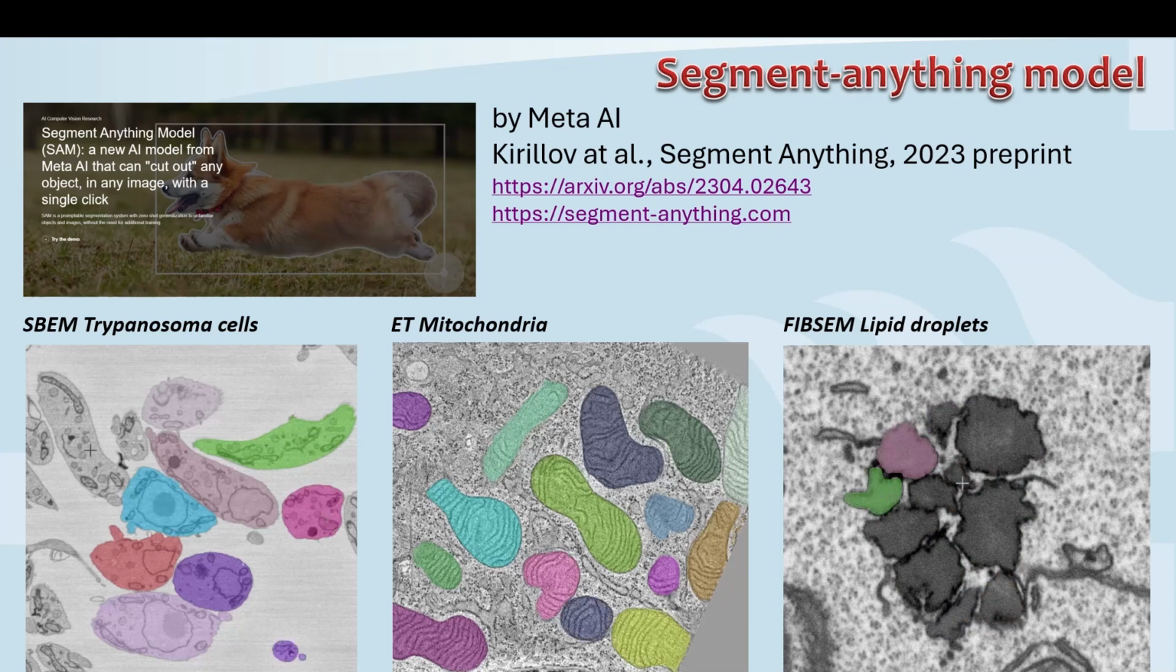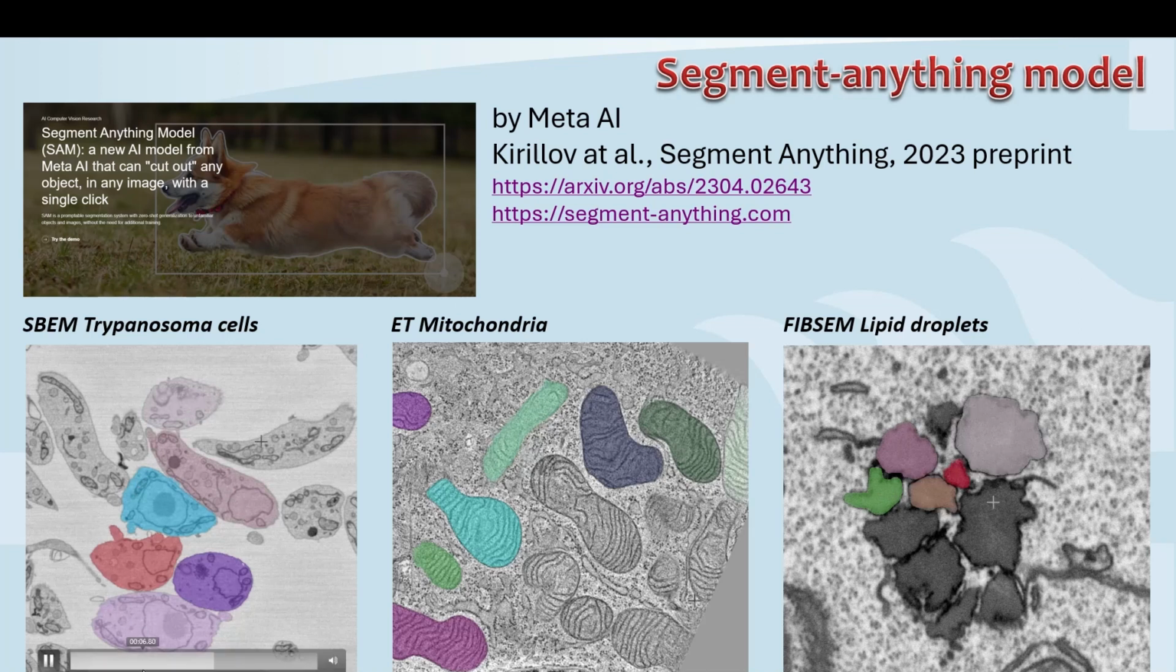Segment Anything model was developed by Meta AI research team, and it's pretty cool stuff because it allows you to do segmentation of datasets basically with just a single mouse click. Here you can see some examples of how it works.